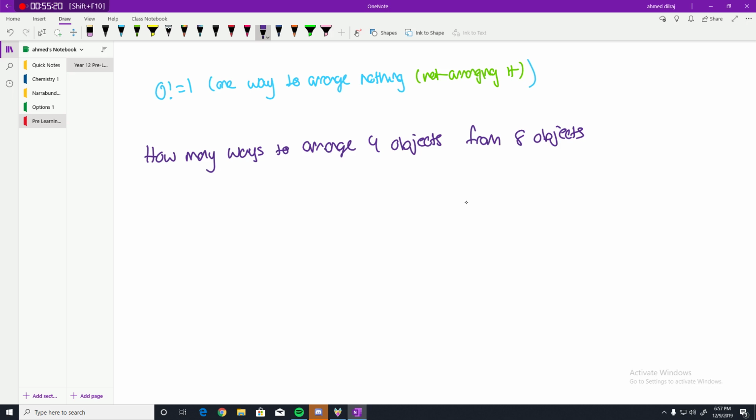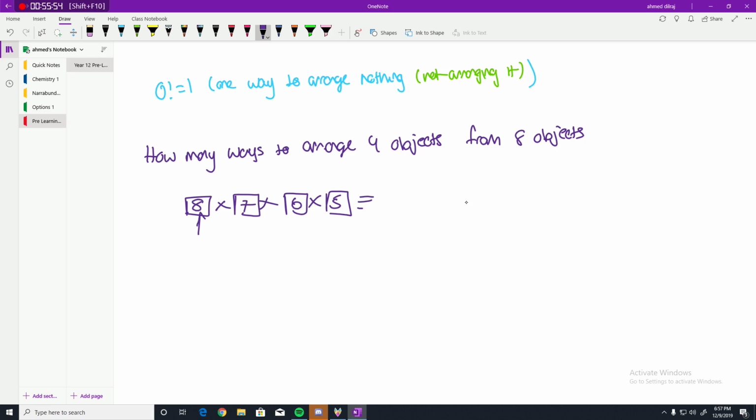Every time you're in doubt, just do the box method, right? So there's 4 objects, so we have 4 boxes, right? Now, how many choices of objects do I have in the first box, Raja? I have 8 objects in total. Yeah, I have 8. And then how many do I have? 7. And then how many? 6. And then? 5. And what's the operation between them? Multiplication. Perfect. So that is how many ways to arrange 4 objects from 8.